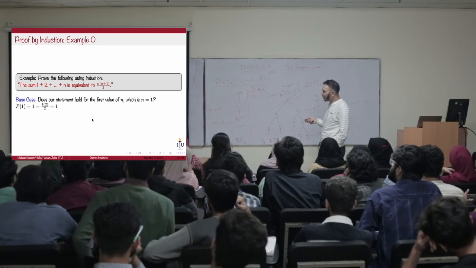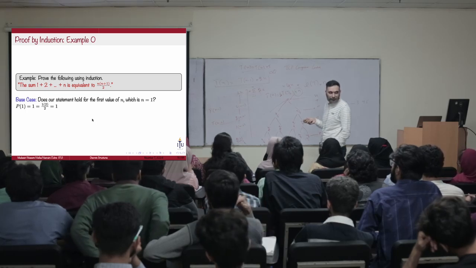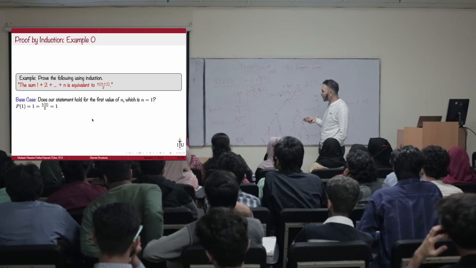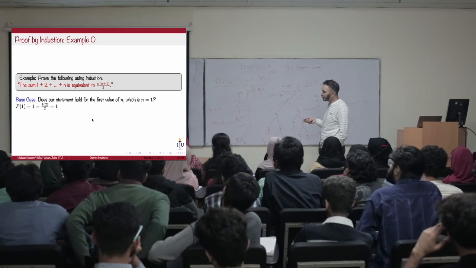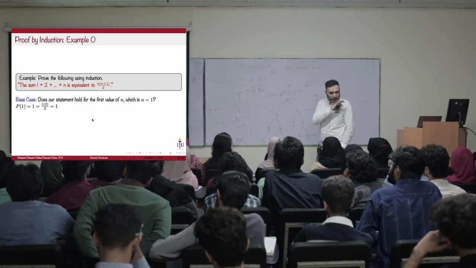So when n is 1, you have only one number in the list, right? Yes? Okay. And n is 1, so it's 1 times 2 over 2, which is 1. So it's clear, 1 is equal to 1. Base case is done.